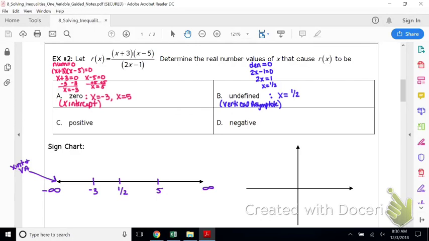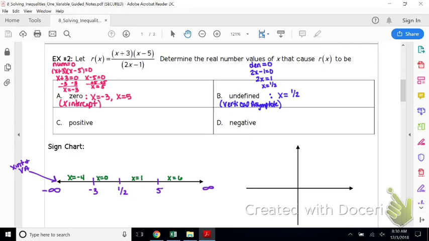So what's a number in between negative infinity and negative 3? What about between negative 3 and 1/2? And between 1/2 and 5? And between 5 and infinity.